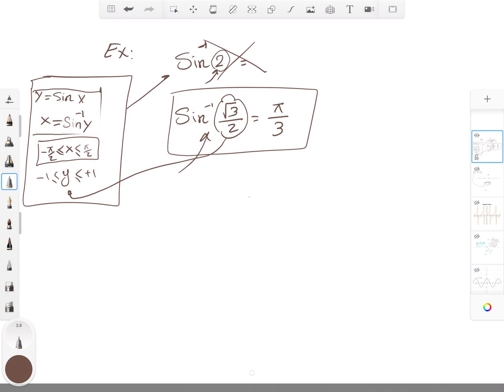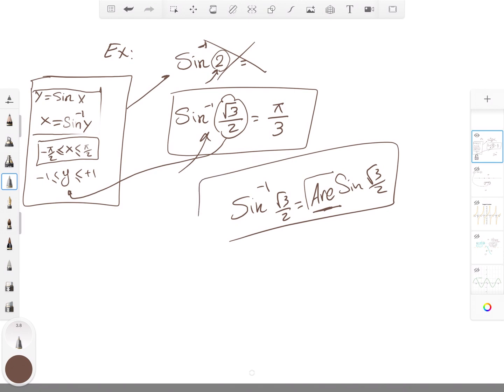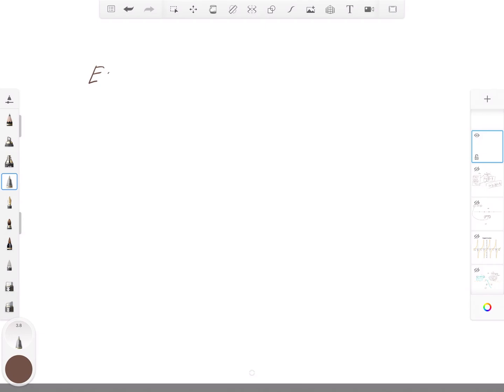The sine inverse of radical 3 over 2 is exactly the same as arc sine of radical 3 over 2. Some calculators have the word arc, they're exactly the same. They're asking us to find the exact value.